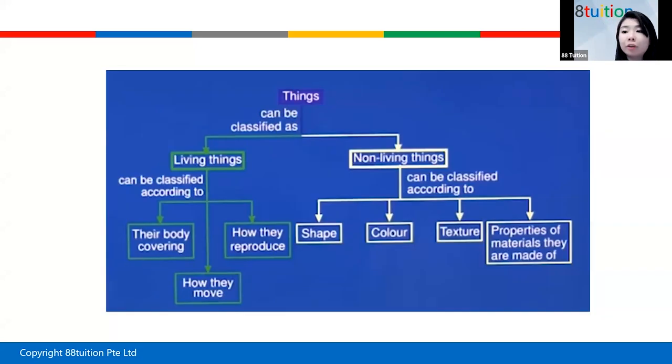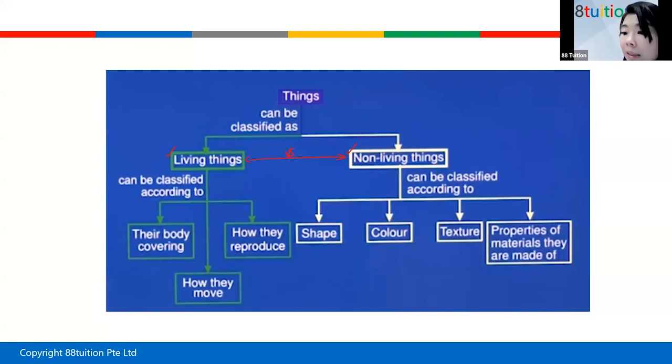So generally, how do we classify things around us? They can be classified into living or non-living things. These are usually the broadest category when we look at classifying things. Next week, we will be looking at how to differentiate, how can I tell whether something is living or non-living? What are the characteristics of living things and of non-living things?